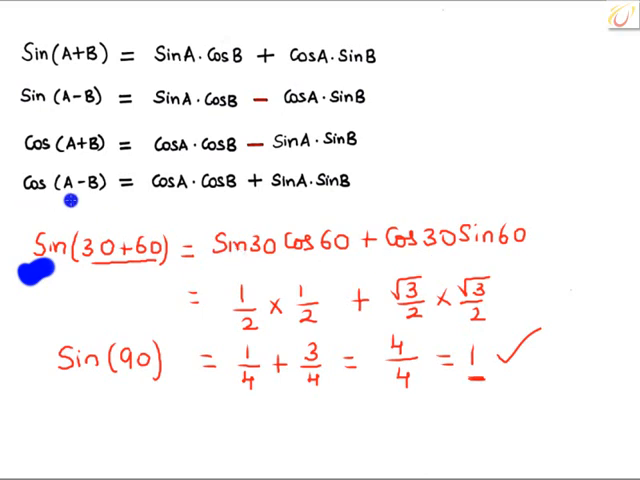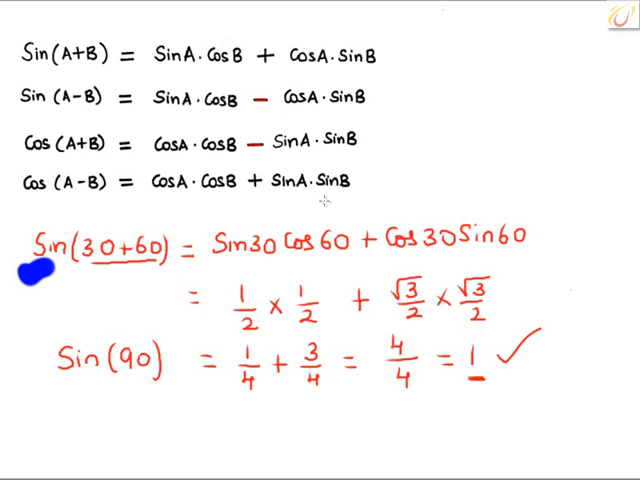Cos A minus B will be cos A multiplied by cos B plus sin A multiplied by sin B. So to check out whether these formulas are right or wrong, you can use different values of sin or cos. The angles can range between 0 to 90 and check out the answer. Now let us look at what we can use these formulas for.